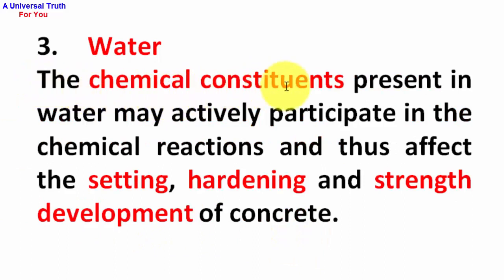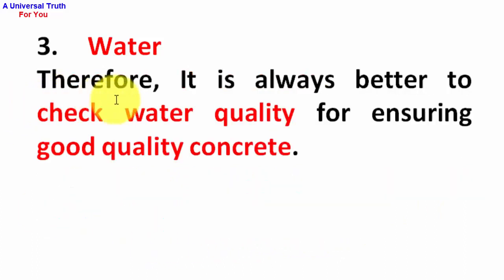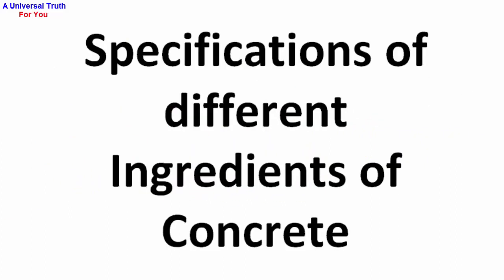The chemical constituents present in water may actively participate in the chemical reactions and thus affect the setting, hardening, and strength development of concrete. Therefore, it is always better to check water quality for ensuring good quality concrete. So dear friends, this is all about specifications of different ingredients of concrete.